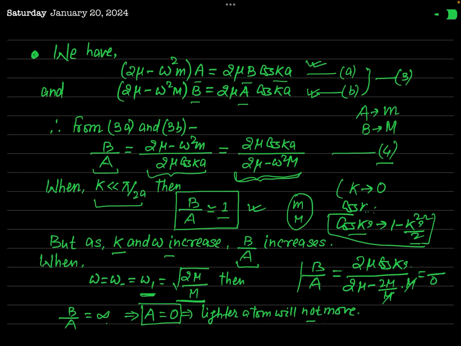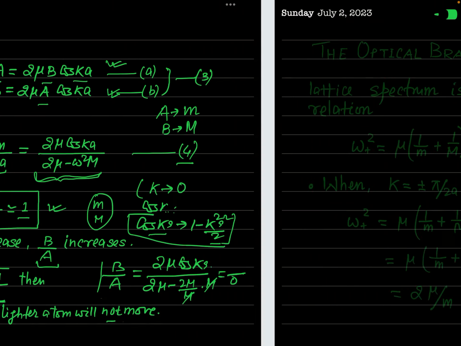So if you consider the frequency of the acoustical mode at its highest value, in that very condition the lighter atom almost remains at rest. Only the heavier atom will vibrate, the lighter atom will not vibrate. This is a very remarkable fact.